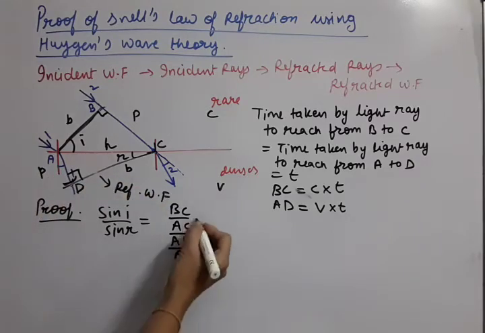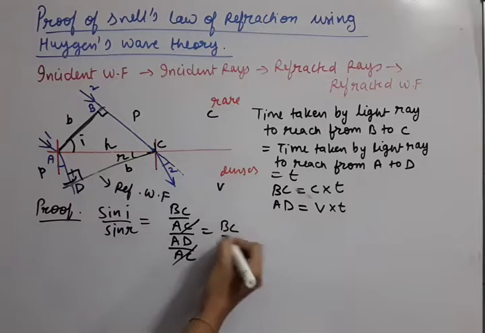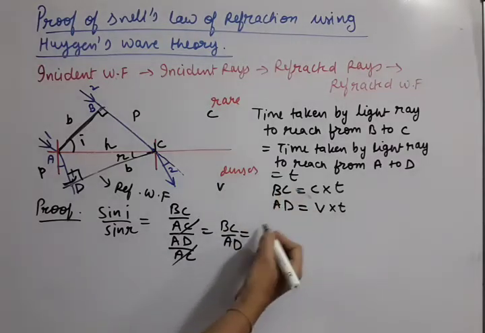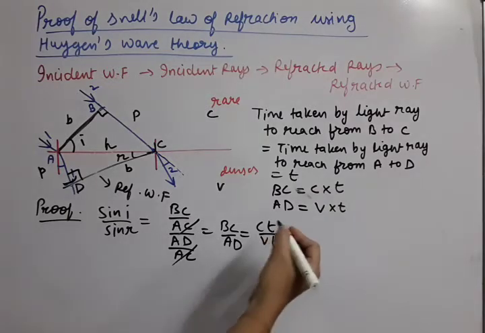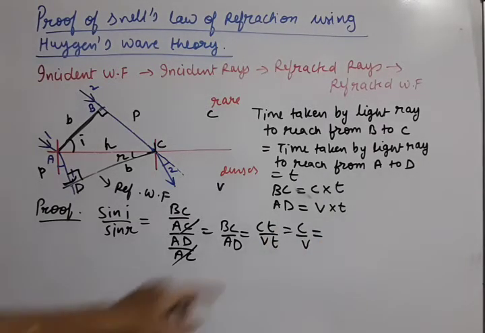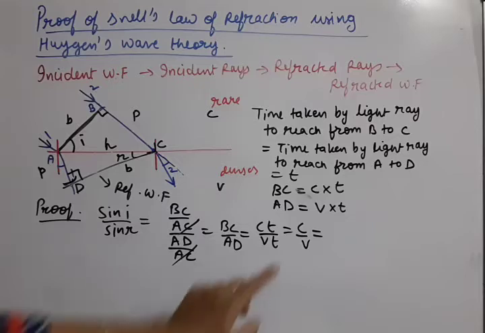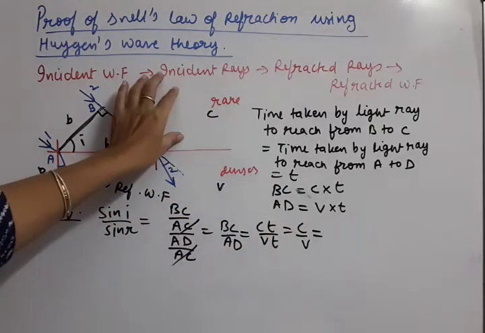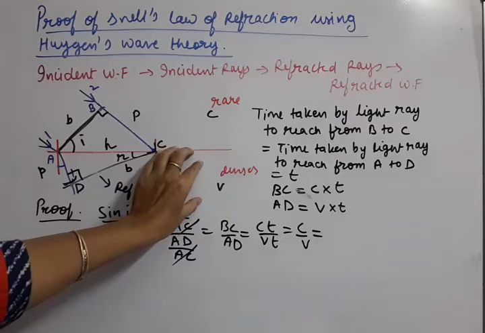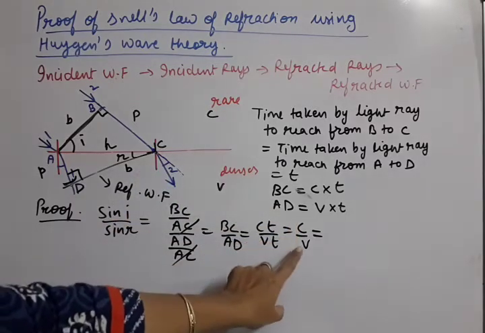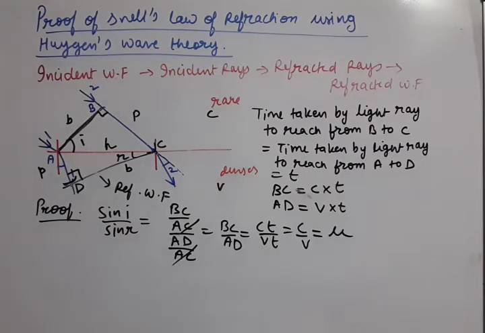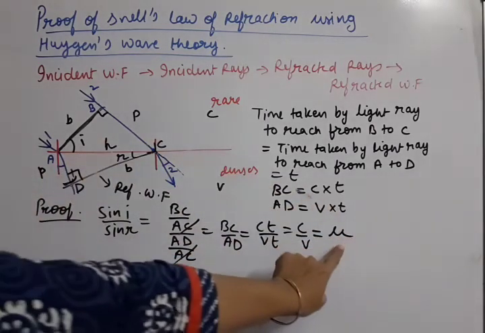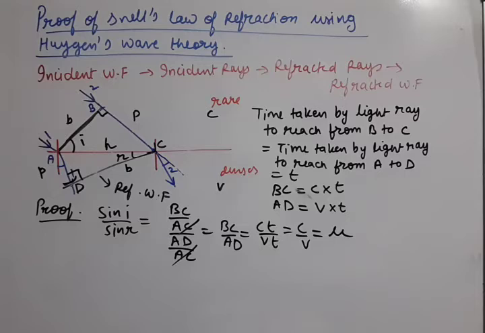Now you can see that AC and AC are cancelling. What is left is BC and AD. And the BC and AD values we have already obtained as CT and VT, C into T and V into T. T is cancelling. What is left? C by V. So C means the speed of light in the first medium, V means the speed of light in the second medium. And we know that the speed of light in the first medium upon the speed of light in the second medium is called mu, the refractive index. So this way we have proved that sin I upon sin R is equal to mu. This is the proof of Snell's law of refraction.